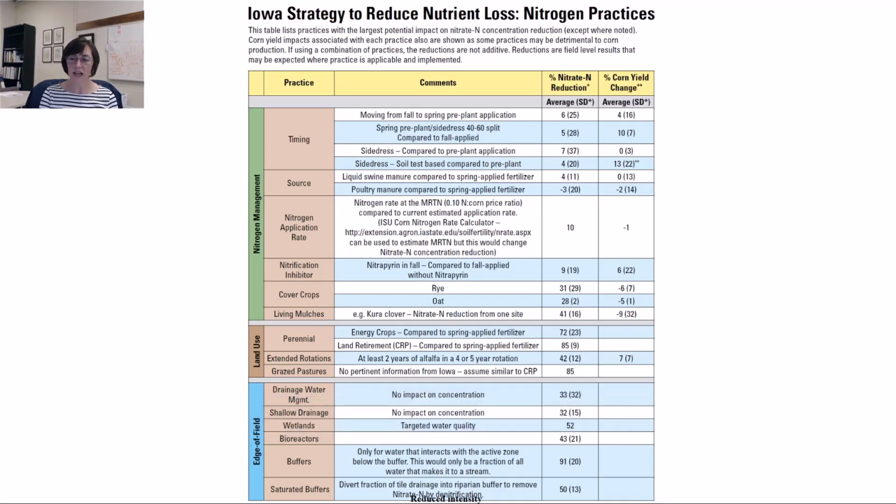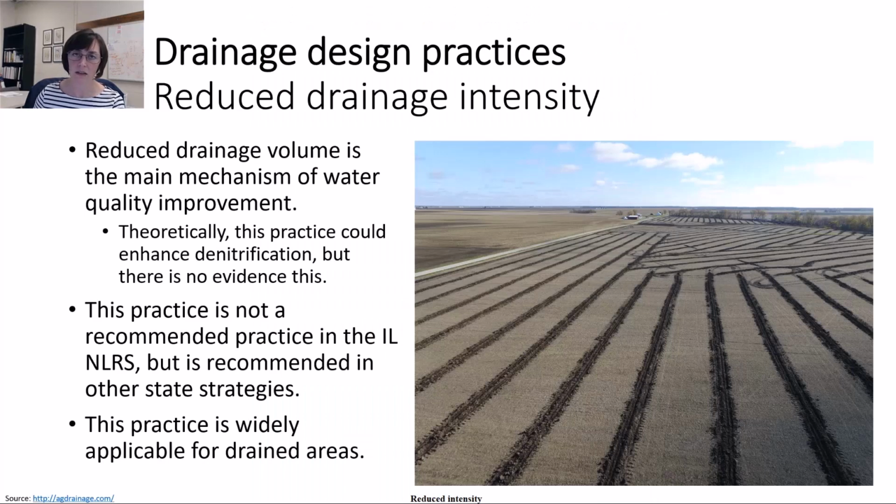And you'll note that their science team in Iowa even reported here that shallow drainage has no impact on nitrate concentration. So that's consistent with what I told you on the last slide. This practice works by reducing the drainage volume, not by changing the concentration of nitrogen in the drainage water.